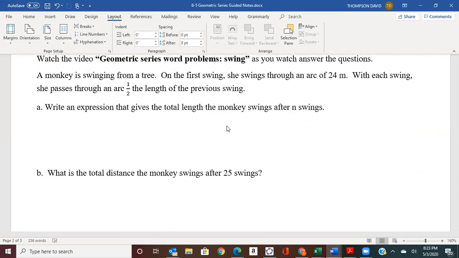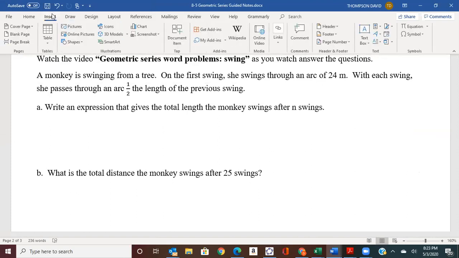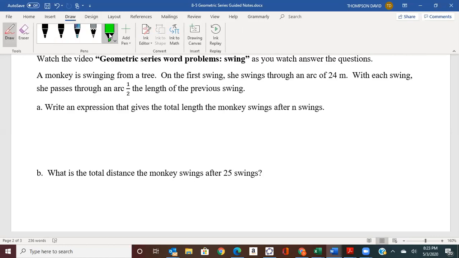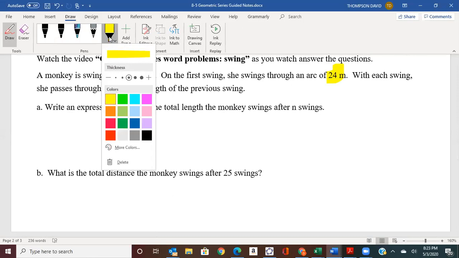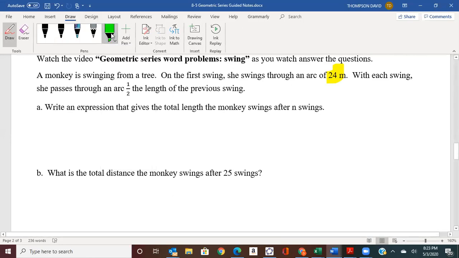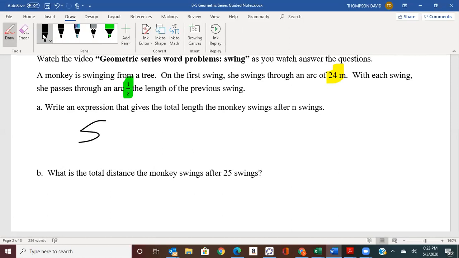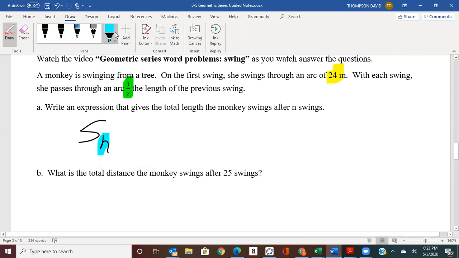The next problem is a word problem. A monkey is swinging from a tree. On the first swing, she swings through an arc of 24 meters. So we'll take that to be our first term, and we'll highlight that in yellow. With each swing, she passes through an arc 1/2 the length of the previous swing. We'll take that to be our rate. Write an expression that gives the total length the monkey swings after n swings. So we'll say Sn. We'll highlight the n in blue to be consistent.